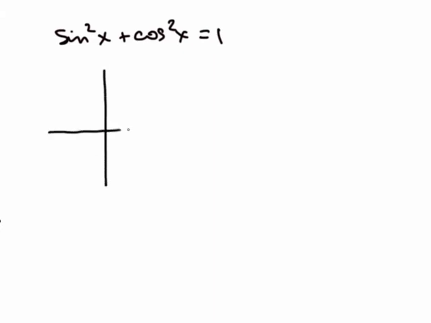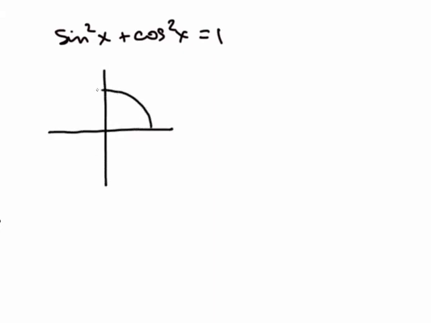cosine. And to do that, I want us to remember a trig identity that you should be familiar with. We've talked about this quite a bit in class. Sine squared plus cosine squared equals 1. This actually comes from the unit circle and the Pythagorean theorem.